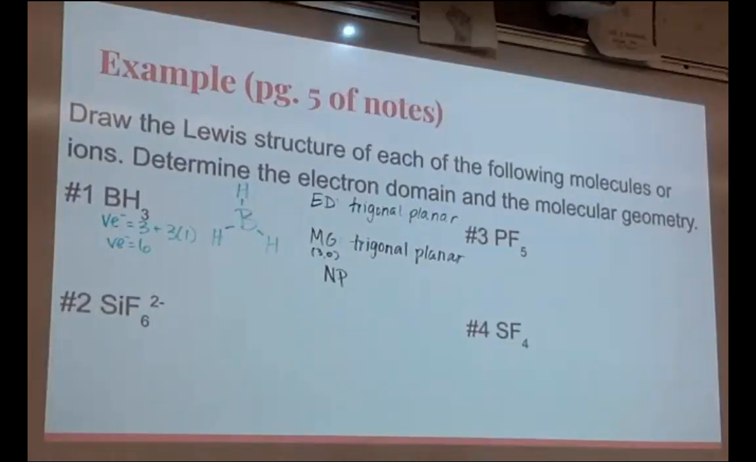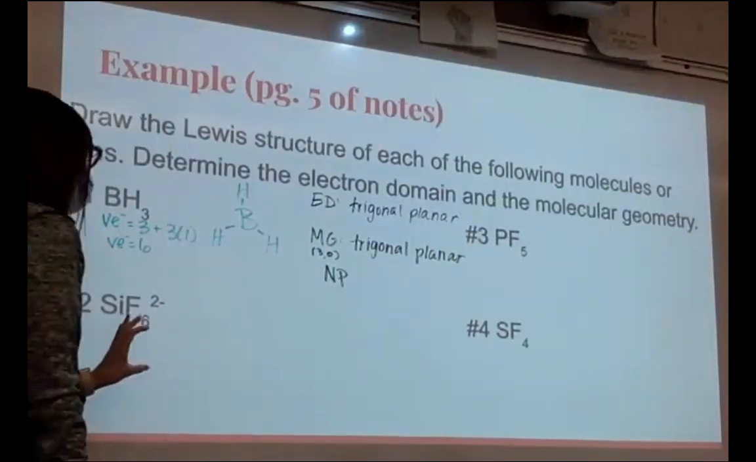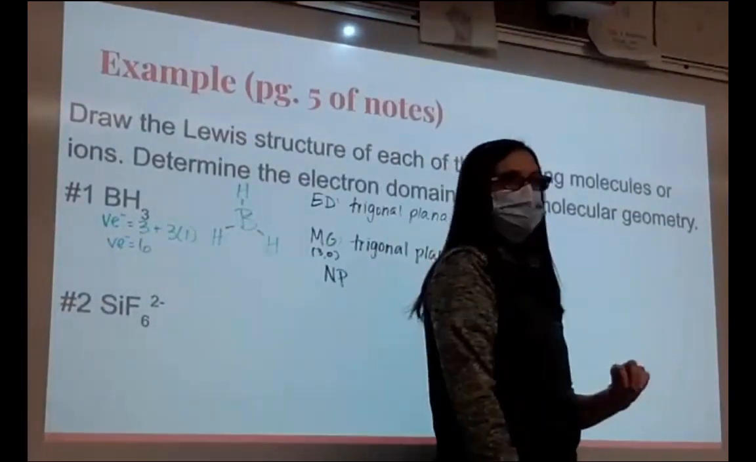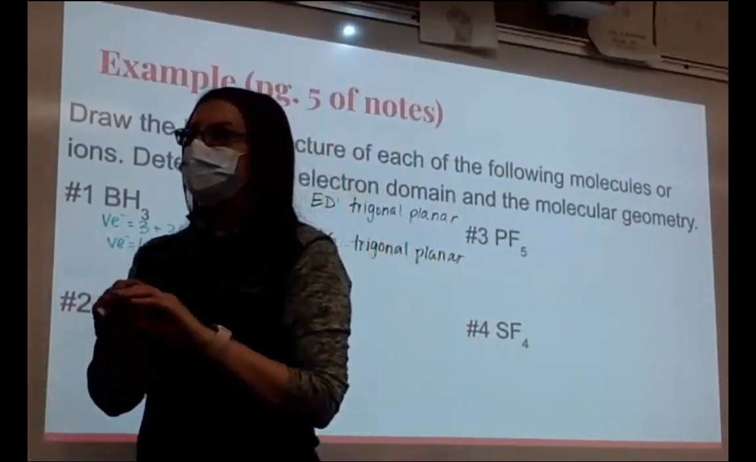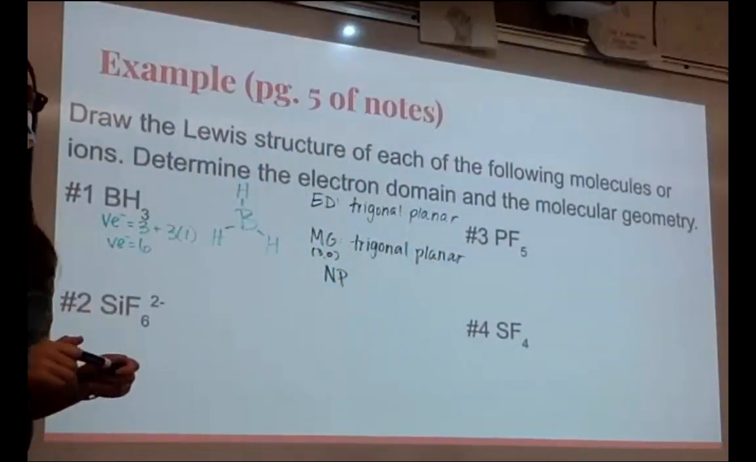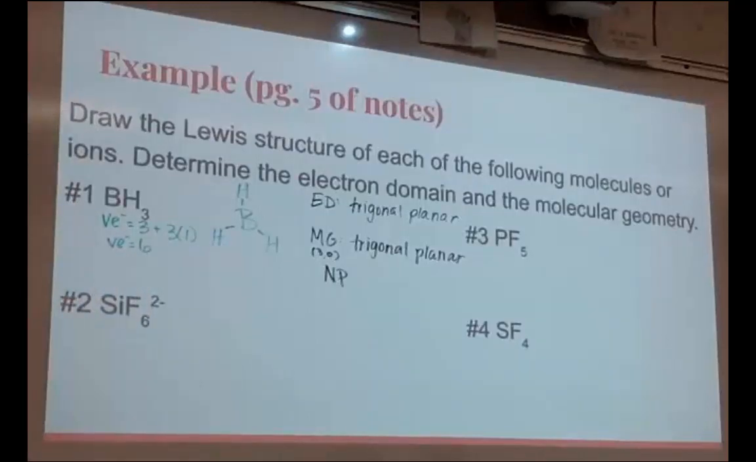So what I want you guys to do is only focus on the Lewis structures. For 2, 3, and 4, just draw the Lewis structures. Don't worry about the shapes. We'll go through the shapes and the polarity together. But draw the Lewis structures for 2, 3, and 4.